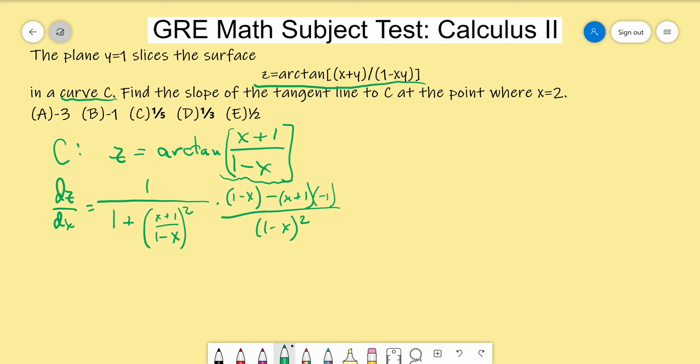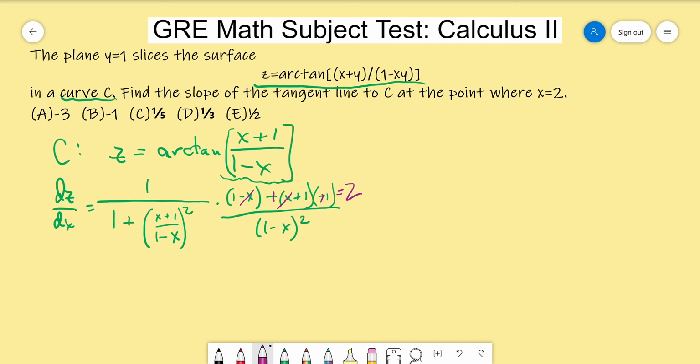Okay, so now let's simplify. Let's see how we can simplify this. First of all, let's cancel this negative with this negative. Now we'll have 1 minus x plus 1. So the minus x and the plus x cancel out, and we get 1 plus 1, which is just 2.